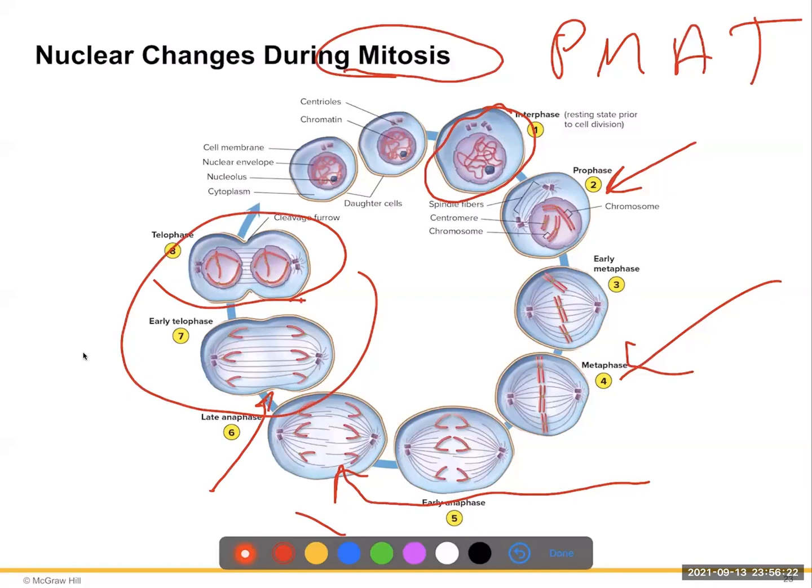Then the daughter cells go back to the resting phase, make proteins and everything else for the cell. And when they want to get ready, they start mitosis again. So prophase, metaphase, anaphase, telophase, PMAT. Prophase, chromosomes start to condense. Metaphase, they line up in the center. Anaphase, they start to pull apart. Telophase, the cells start to split into two. That's mitosis in a nutshell.